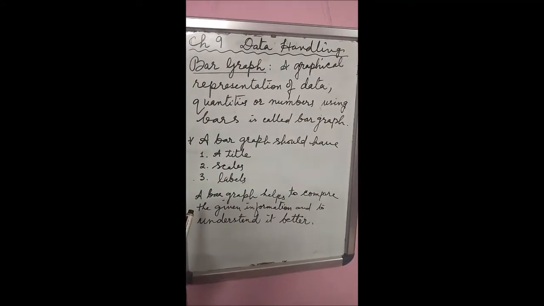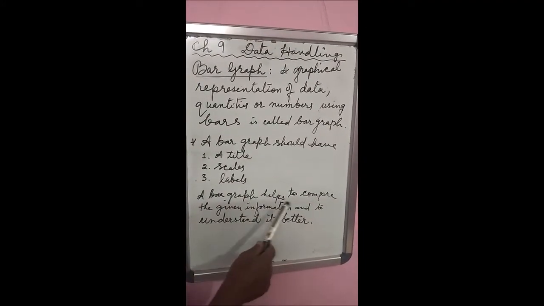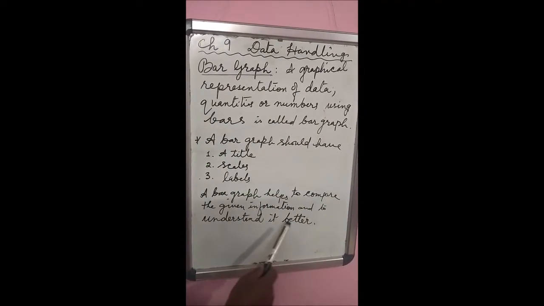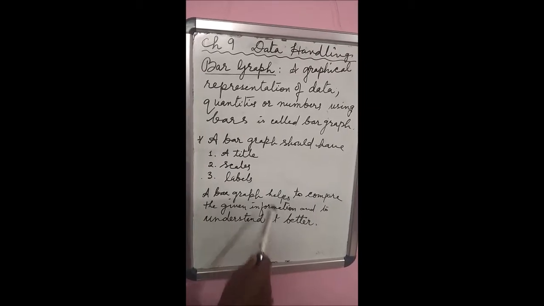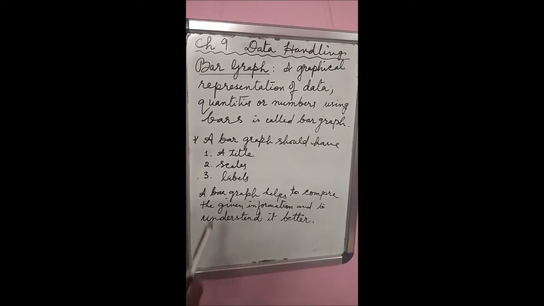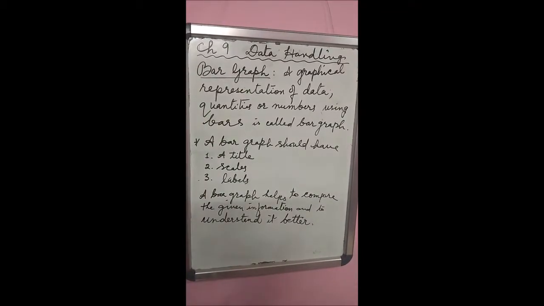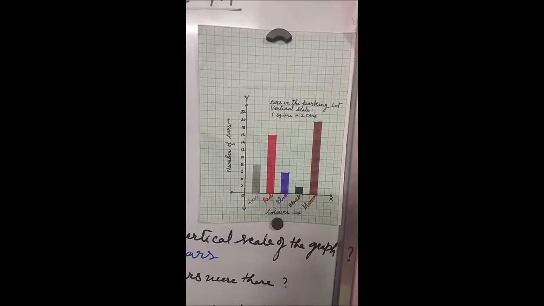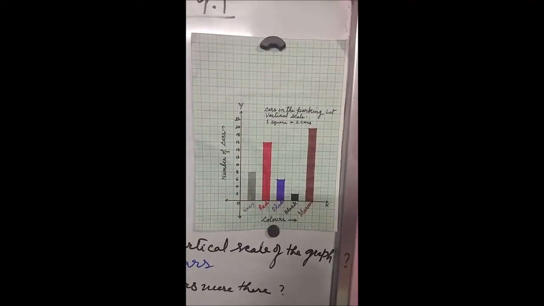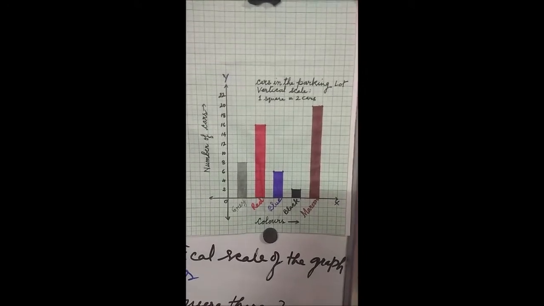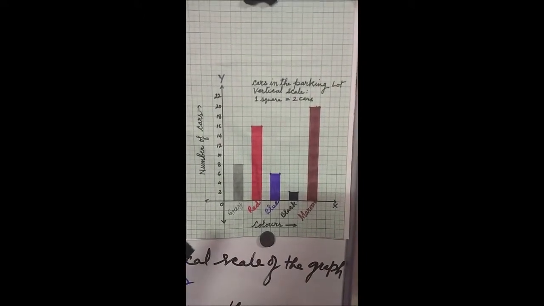And a bar graph helps to compare the given information and to understand it better. So this is just an introduction of bar graph. It will be much clearer when we go to the exercise 9.1. So once again, what is a bar graph? It is a graphical representation of data with the bars.